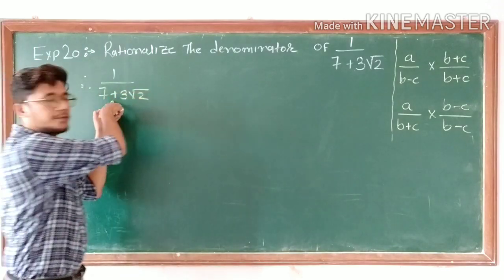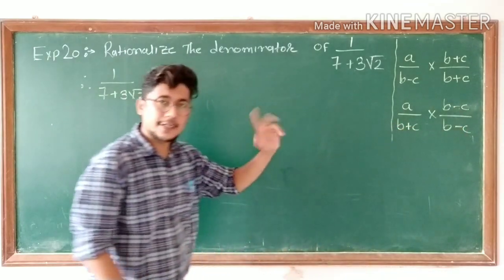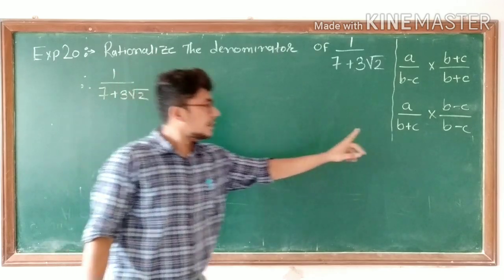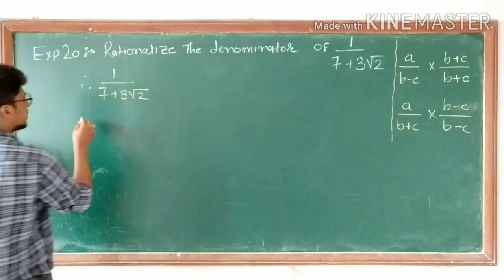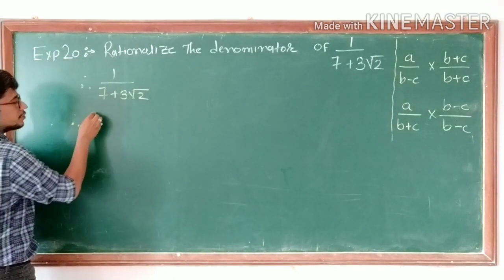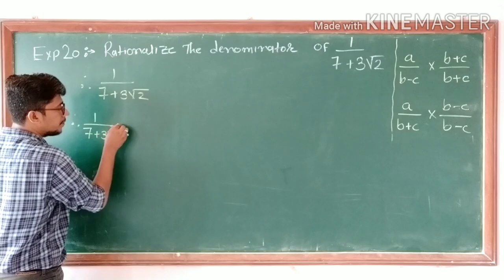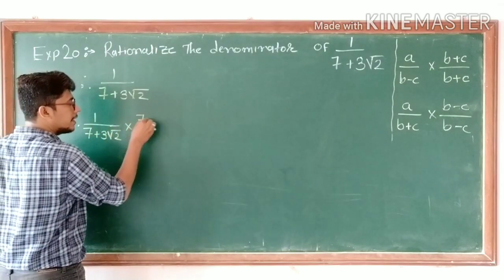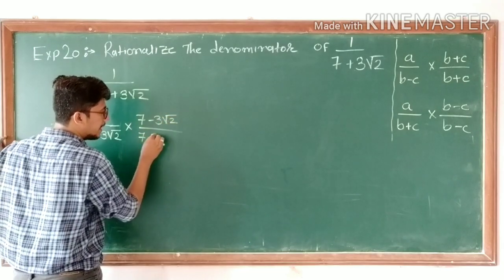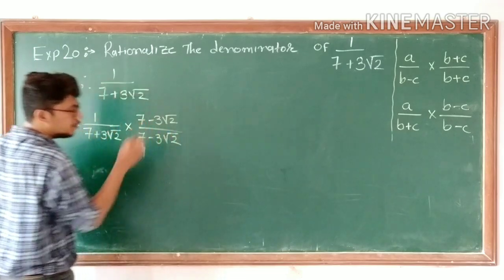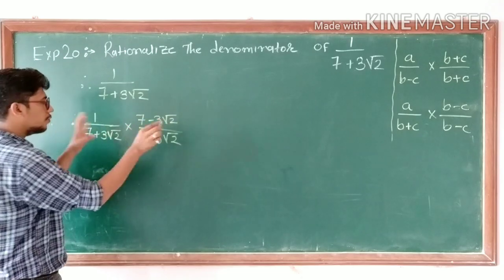Since plus is given, what do we have to multiply with? Minus sign in numerator and minus sign in denominator. Multiply and divide with the different sign. Since plus is given, you have to choose minus. So here also plus is given, so what do you have to choose? Minus. So 1 upon 7 plus 3 root 2, multiply with 7 minus 3 root 2 whole divided by 7 minus 3 root 2. Yes or no? Yes.